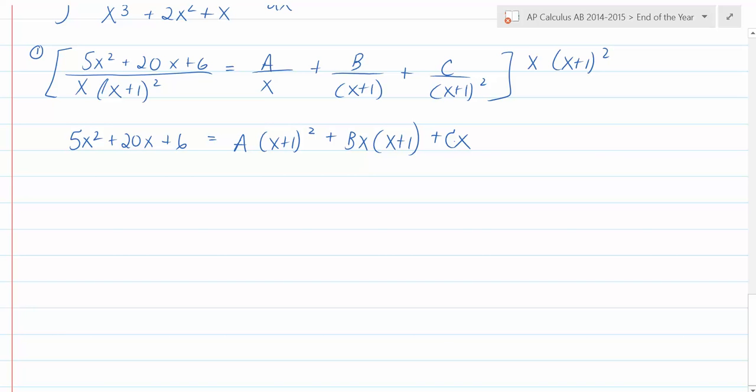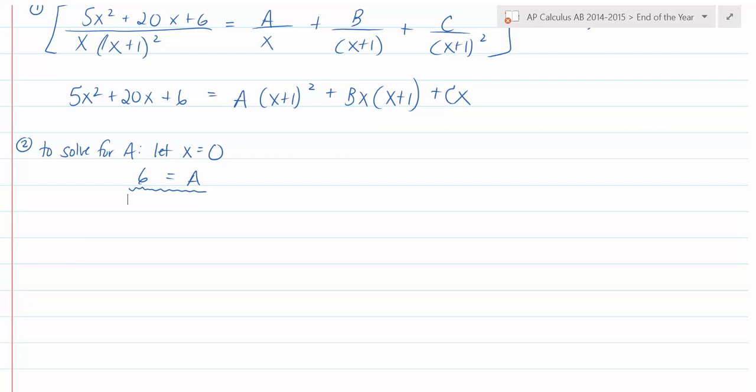Alright, so first look for something that would be easy to solve for. So let's try to solve for A first. It looks like we want to let x equal 0. It would be pretty easy to solve for A. So it would be 6 equals A, and then the B and C get eliminated. So A is just equal to 6.